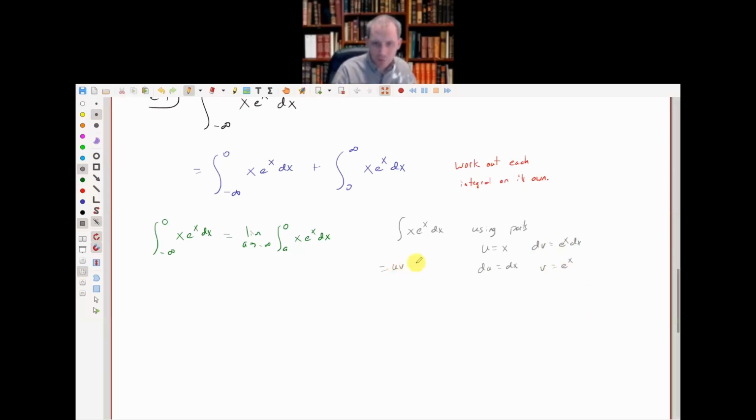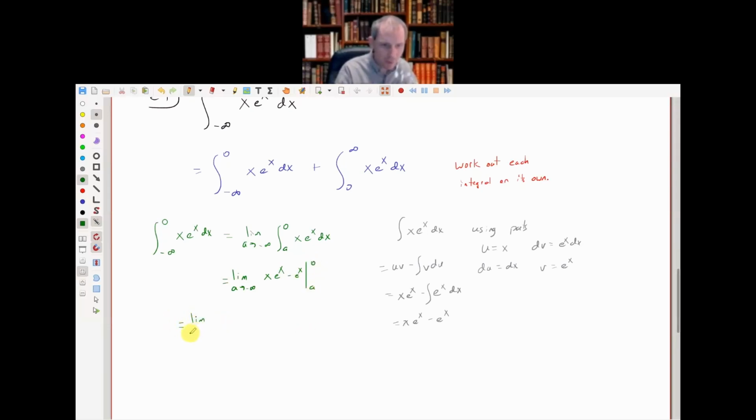So this is going to be uv minus the integral of v du. uv is x e to the x minus the integral of e to the x dx. And the integral of e to the x dx is e to the x. Okay, I should write a plus c, but I'm not going to because I'm going to plug this into a definite integral in the next step, so it's not really necessary. So this is equal to the limit as a goes to negative infinity of x e to the x minus e to the x evaluated from a to 0.